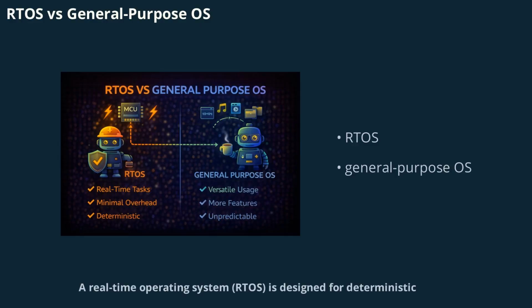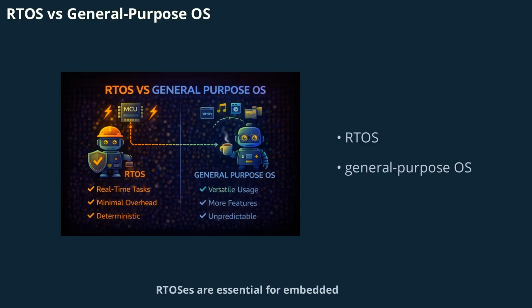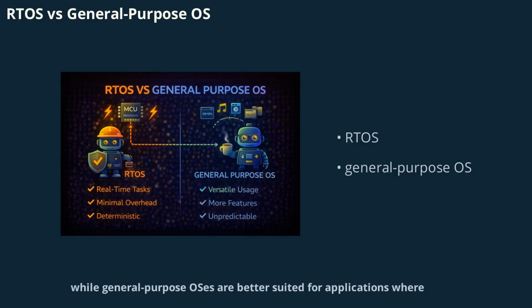Real-time operating system, RTOS, is designed for deterministic time-critical operations, providing predictable task scheduling and supporting priority-based preemptive multitasking. In contrast, a general-purpose OS focuses on overall performance and user experience, often using time-slice scheduling and offering more features. RTOSs are essential for embedded systems that require guaranteed response times, while general-purpose OSs are better suited for applications where flexibility and features are more important than strict timing.